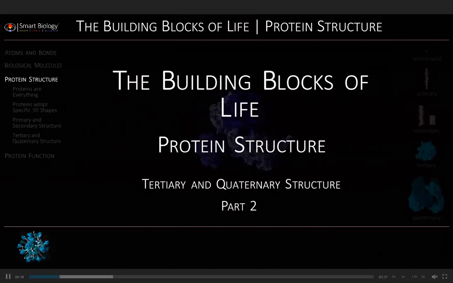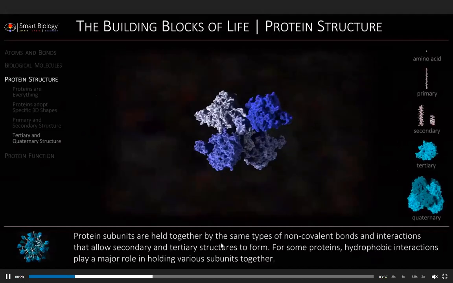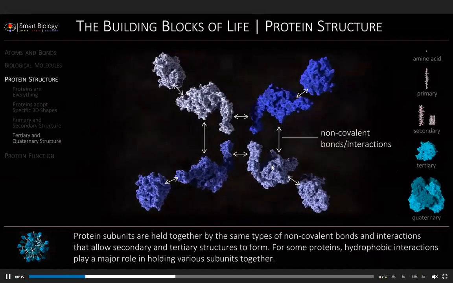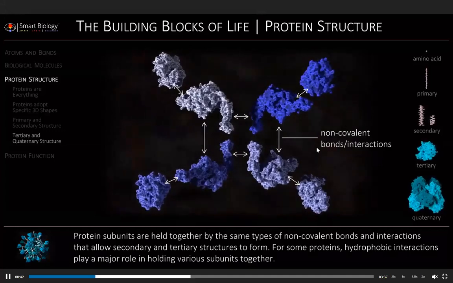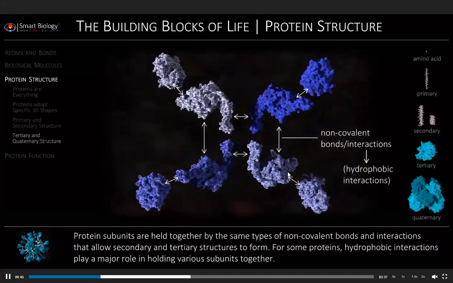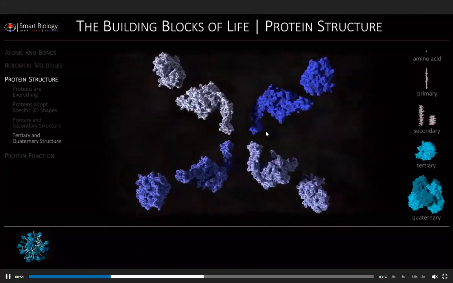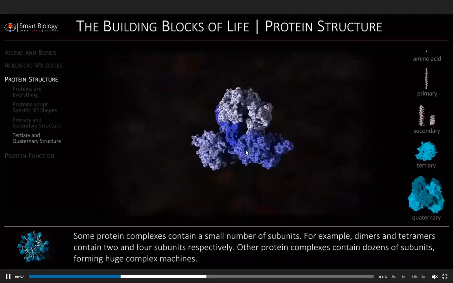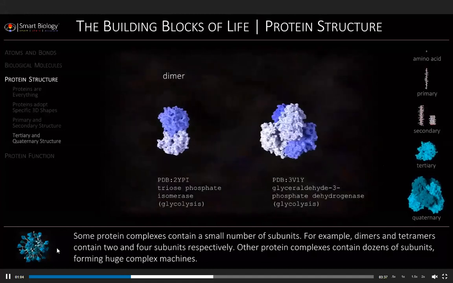We learn a little bit more about quaternary structures here. Protein subunits are held together by the same types of non-covalent bonds. We can have hydrogen bonds, hydrophobic interactions, and van der Waals forces. In many proteins, hydrophobic interactions play a very important role. The hydrophobic amino acids are located towards the interior of the protein, remember, so hydrophobic interactions become very important in bringing these subunits together.